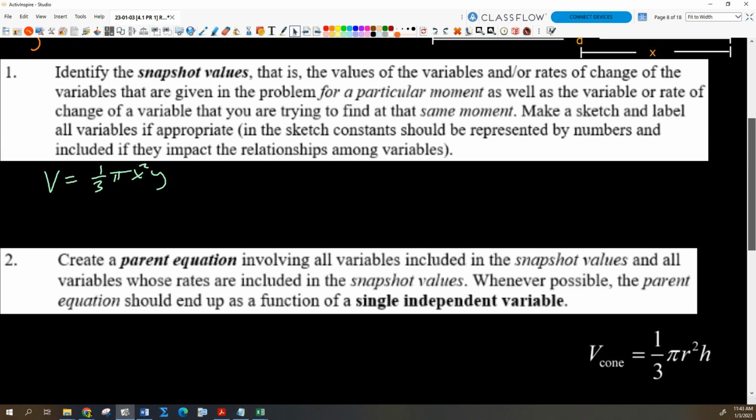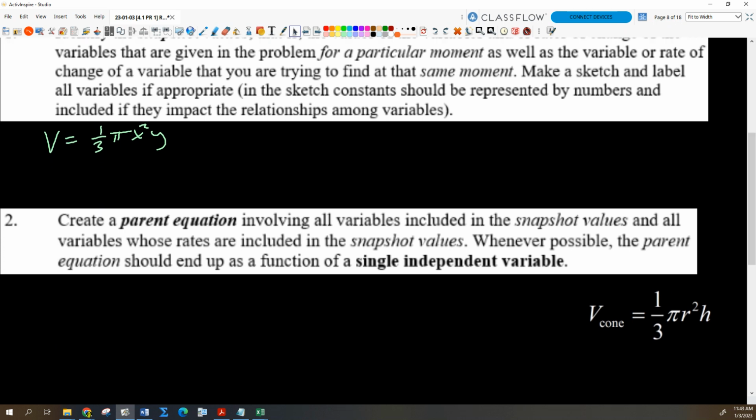Okay, so now we've got to find a related rates equation. So we're going to implicitly differentiate with respect to t. So what's the derivative of v with respect to t? Okay, v dot. How about this? The 1/3 pi we can just leave out front. That's a constant, right? So what's the derivative of x squared with respect to t? Good, 2x x dot.